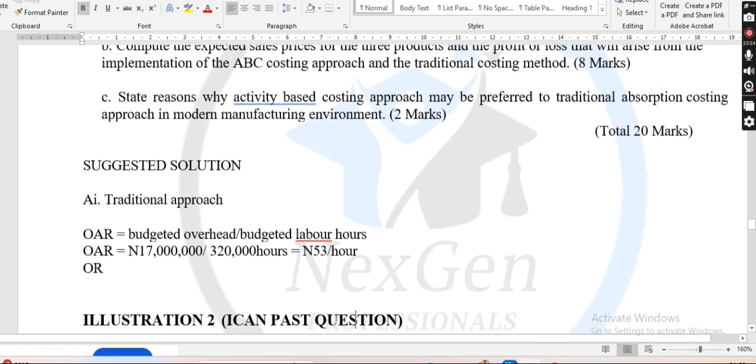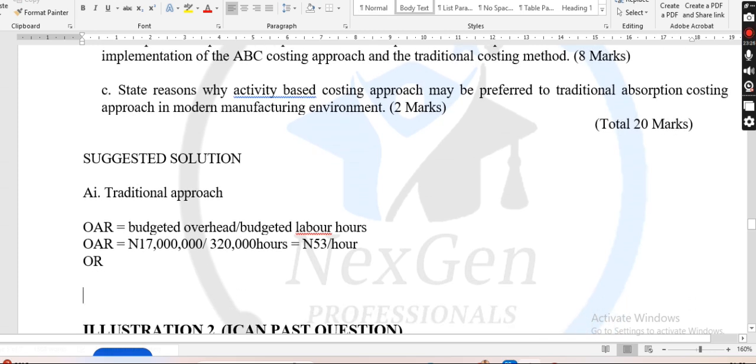Right? Now, the alternative approach. The alternative is when the total is not given, right? So we can say OAR equals the 17 million, divided by, and you'll be giving me the figure now.